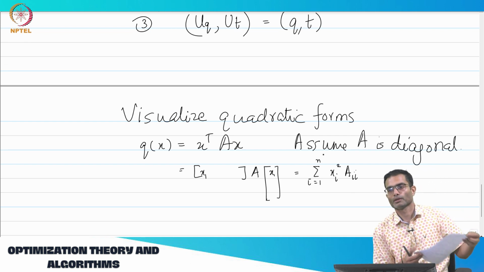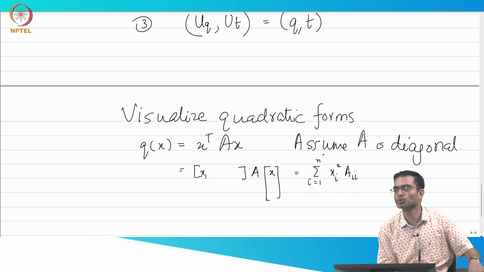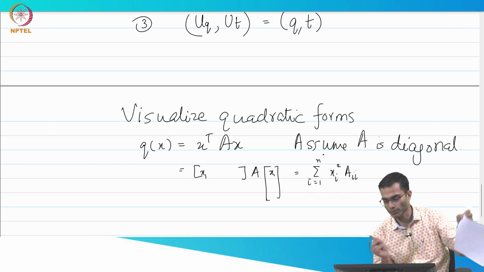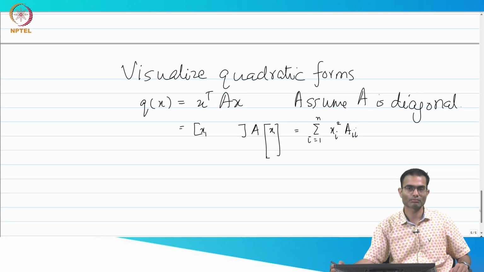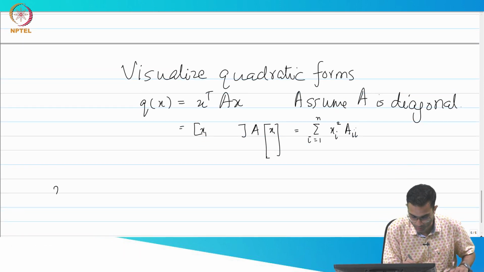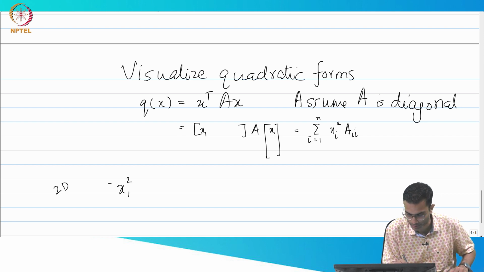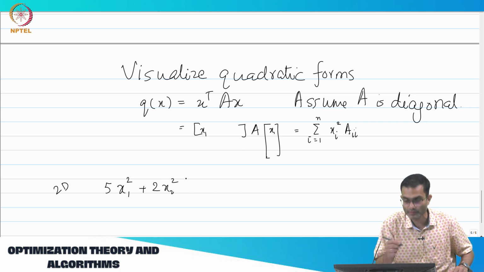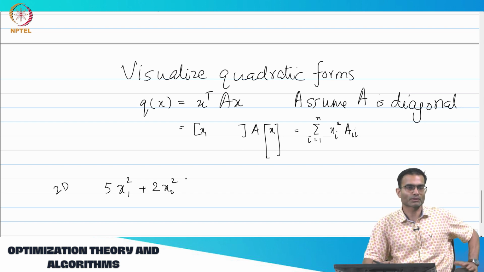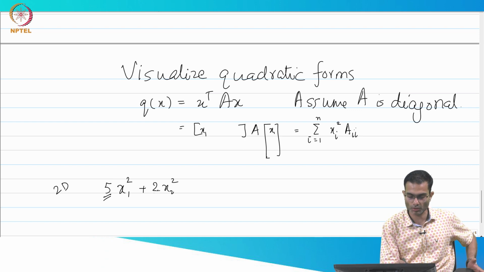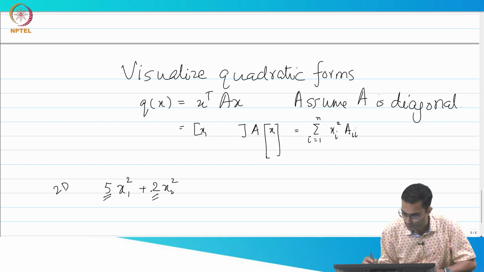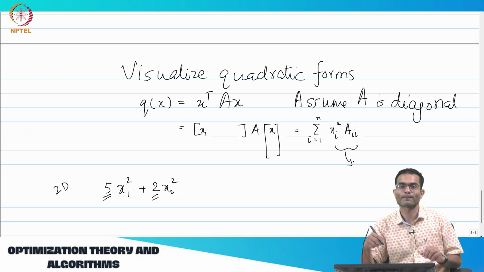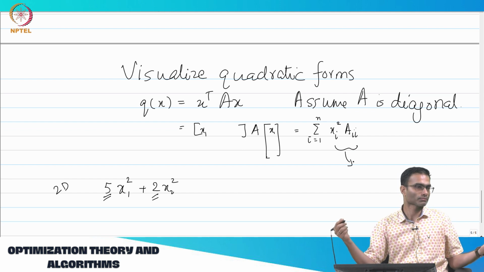Now, if this were just two variables, supposing n was 2, this would be x1 squared times something plus x2 squared times something. What is this the locus of? Supposing in 2D, this would be, let us say, 5 times x1 squared plus 2 times x2 squared. If you were to graph this, what will it look like? It's an ellipse. And these numbers are always positive because the diagonals are eigenvalues, which are positive. So in general, this is going to correspond to an ellipsoid in n dimensions.